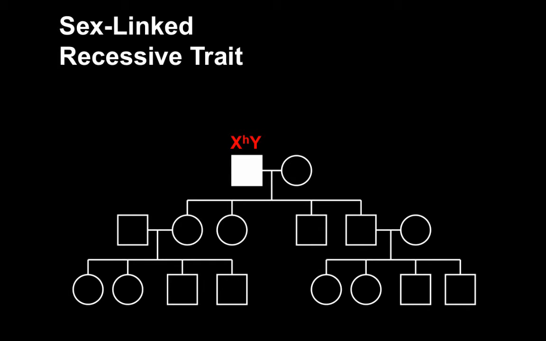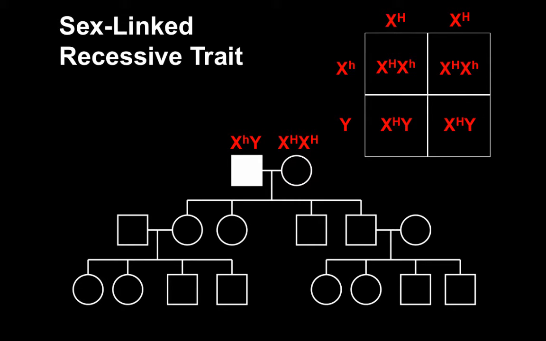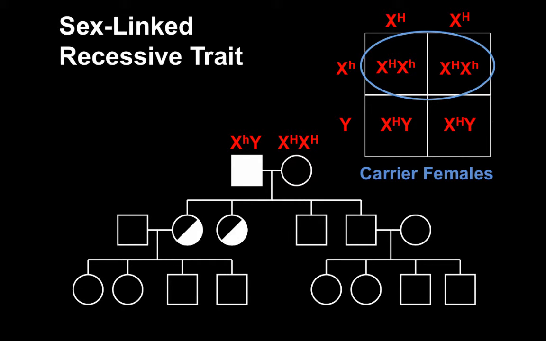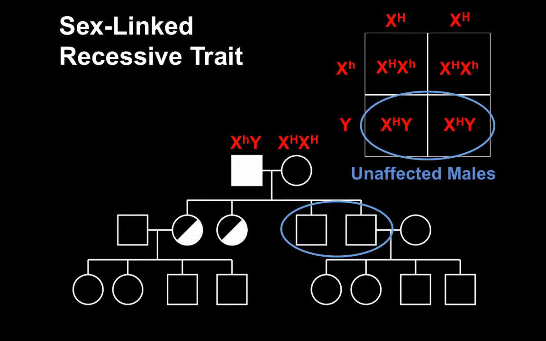So let's look at one. All right, so these are the genotypes of the two parents. You notice that the female is not a carrier, so she's homozygous dominant. The male, with his 1 X, has it. We do the Punnett square. We will see that half of the females are going to be carriers, and all the males are going to be unaffected.